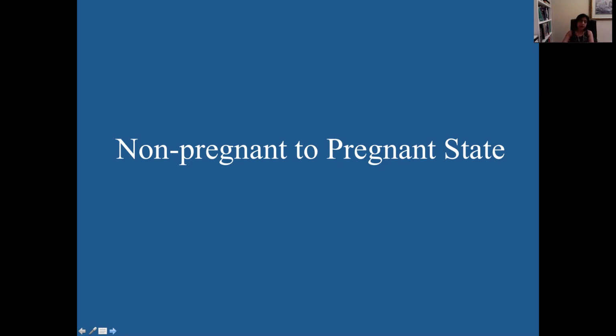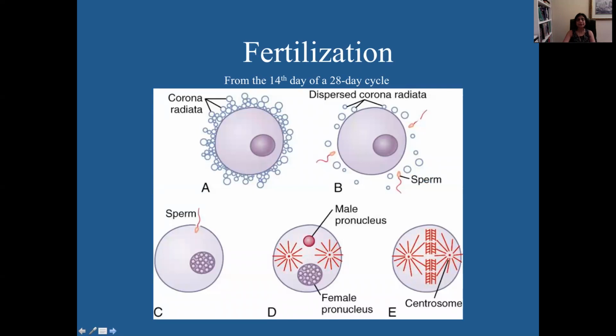All right, so with that, we want to compare a non-pregnant state to a pregnant state. All we have to do in the pregnant state is to see that there are sperms available in the fallopian tube when the secondary oocyte is also released. And then what happens is all going to be discussed in the next set of slides.